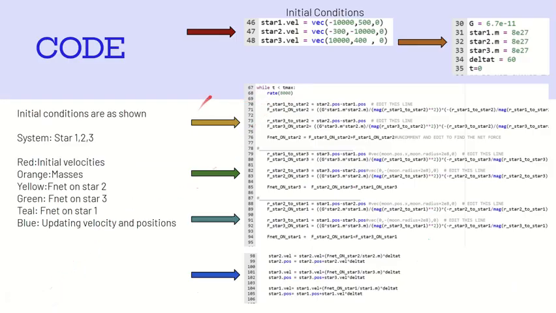Here's the code. The initial conditions are the initial start velocities. I changed these throughout the lab, but this is the basic format of it. And here are all the stars' masses and the gravitational constant. The yellow here is the F net on star 2. The green is F net on star 3. The teal is F net on star 1. And then this is velocity and position updates of each star.